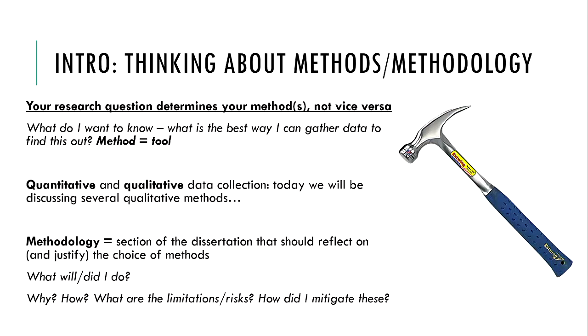You start with your research question, and your research question will give you an idea of what you want to know, what you want to find out. That's the answer to your research question for a dissertation. And once you know what you want to find out, you can then think, well, what is the best way that I can gather data to find this out?